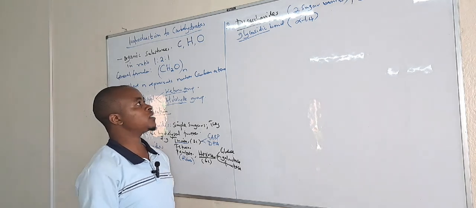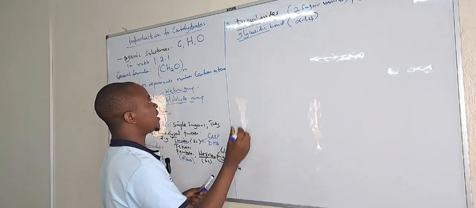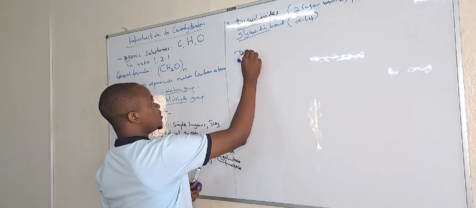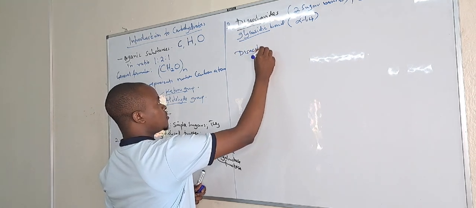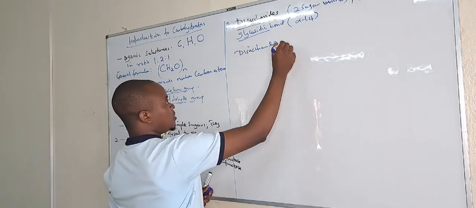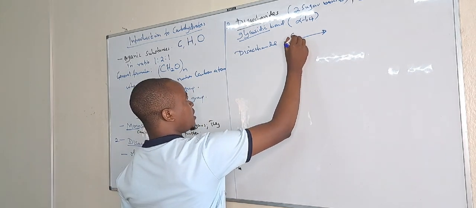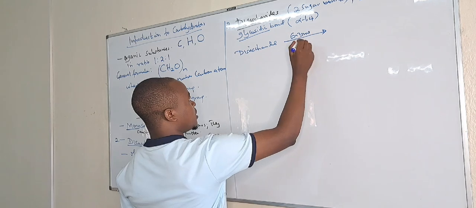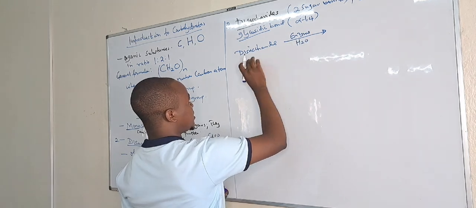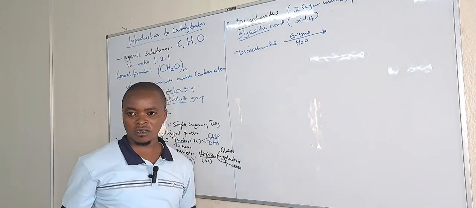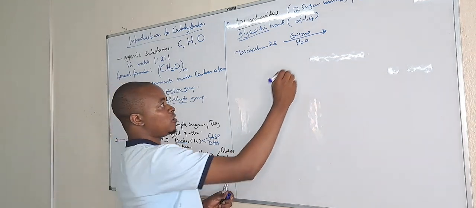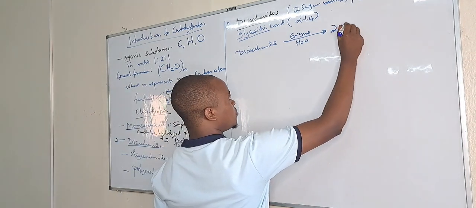Meaning, if we have disaccharides, they can undergo hydrolysis. Hydrolysis means in the presence of water. If you have the enzyme and you add water, these disaccharides can undergo hydrolysis to give two simple sugars, two monosaccharides.